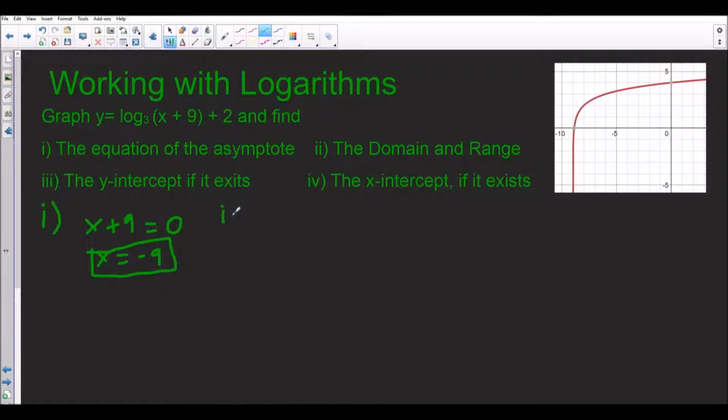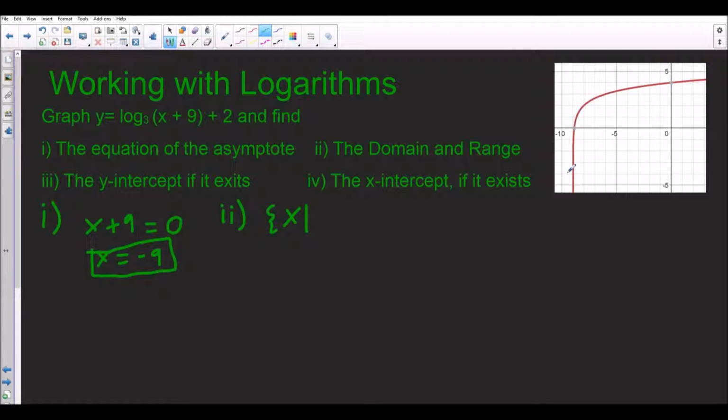Okay, the domain and range. Let's do the domain first. So we're going to write x. If you look here, it goes right up to the asymptote. The asymptote is this line right here, x is equal to negative 9. So it goes up and almost touches the line x is equal to negative 9, but it never actually touches it.